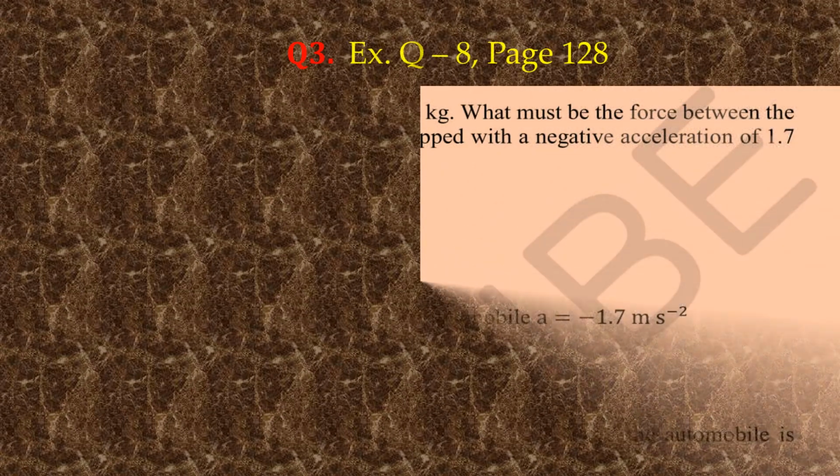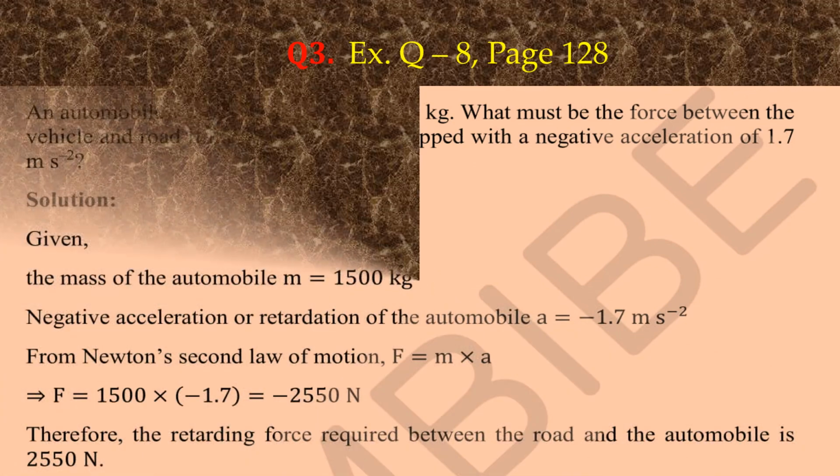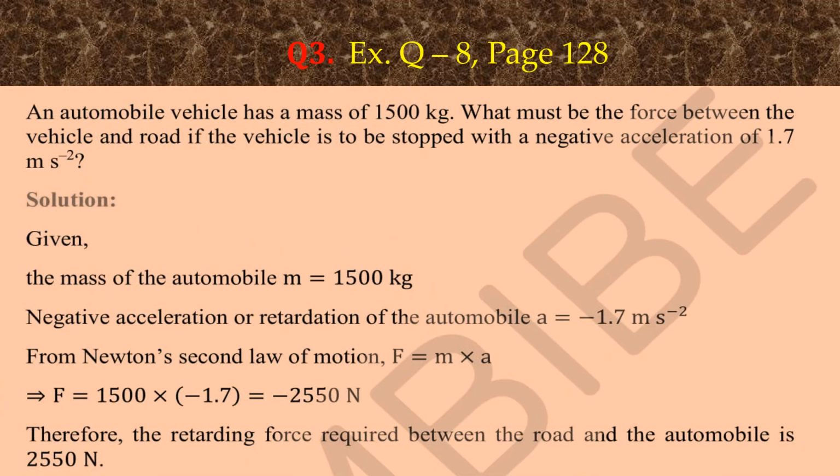Now let's see the next question, exercise question number 8. An automobile vehicle has a mass of 1,500 kg. What must be the force between the vehicle and the road if the vehicle is to be stopped with a negative acceleration of 1.7 meter per second square?